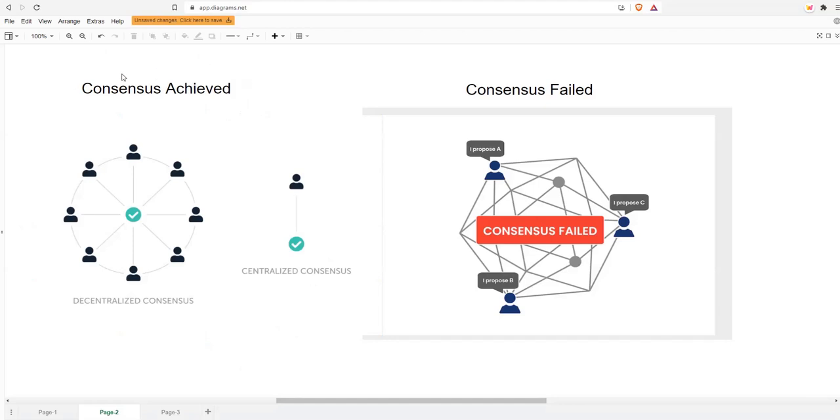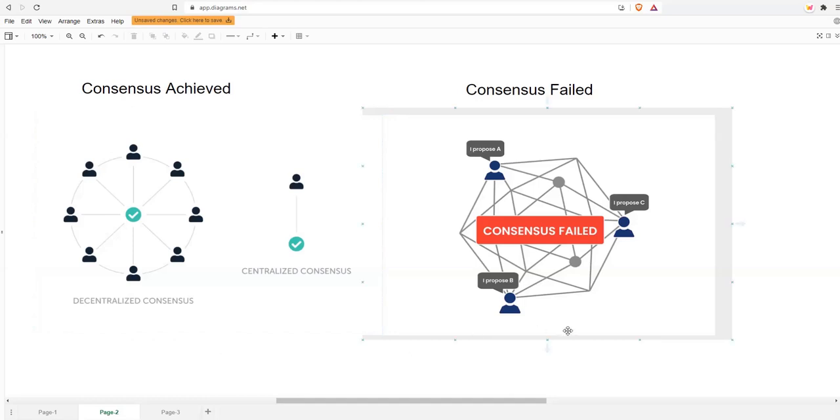Generally, the consensus is achieved in decentralized networks like this. Suppose all these nodes are operating under a distributed network. When the consensus is achieved, it means that one particular thing is correct, and that correct agreement has to be approved by all the existing nodes available in the network. In that case, the consensus can be achieved.